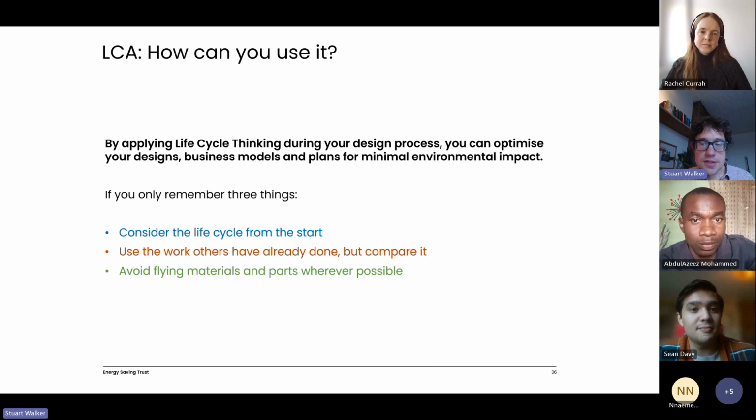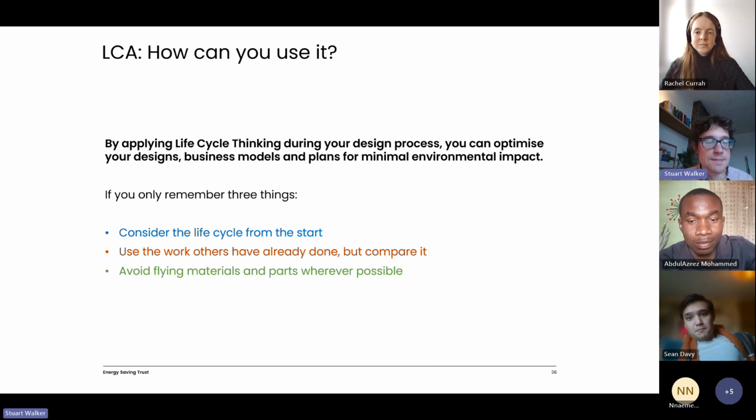And finally, if we're talking about just having the biggest impact that we can, if you're talking about materials and manufacturing things, avoiding flying materials is going to make a really big difference. If you need to use batteries, flying batteries is a really good way to massively increase your impact. So if you can transport things slowly, you can have a much lower impact very, very easily.